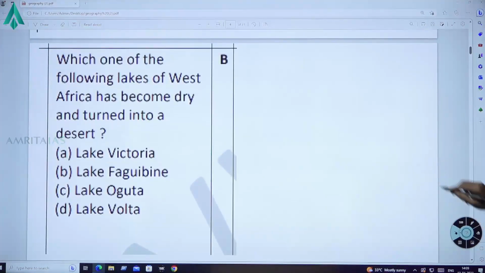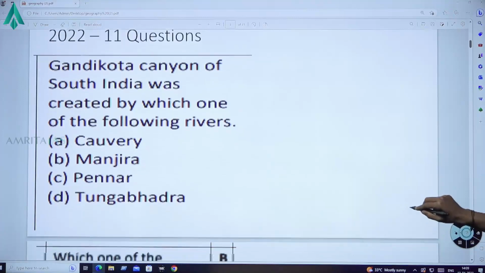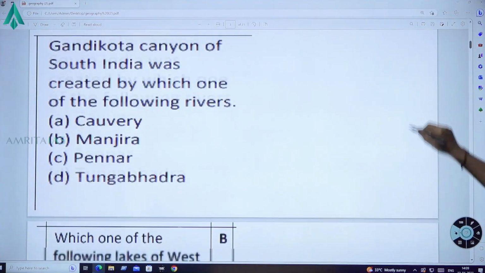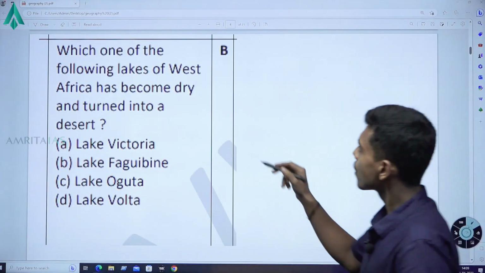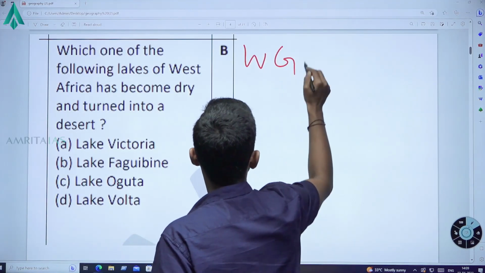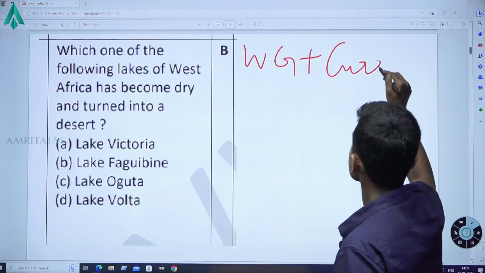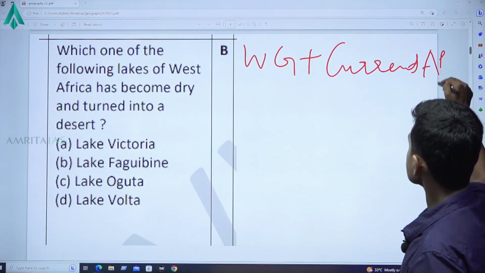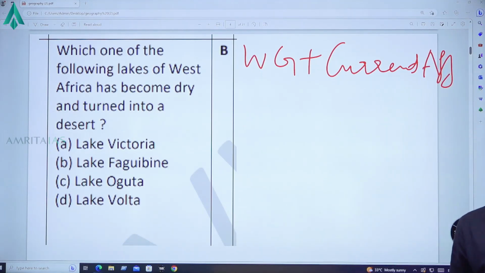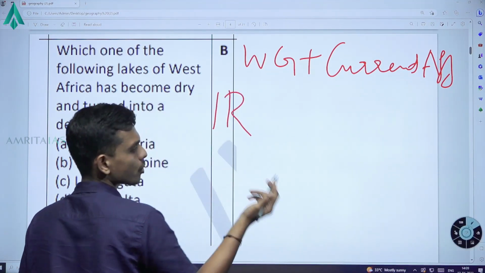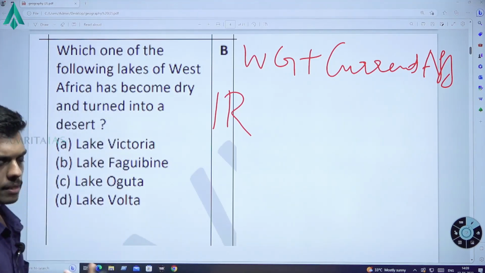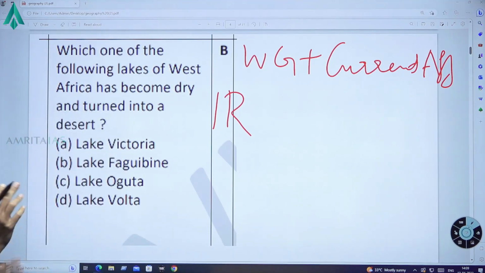Second question. This question was purely static, I will say, static Indian geography. Second question: which of the following lakes of West Africa has become completely dry? So this is world geography, but current affairs. So you must be reading any monthly magazines or yearly compilations. When you read the magazines of international relations, I'm not talking about geography, because there are far fewer magazines for geography as a subject.